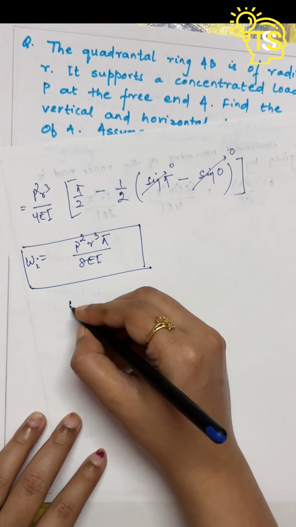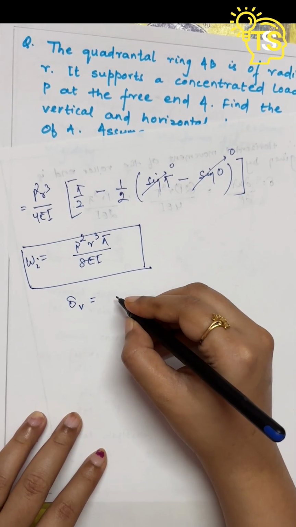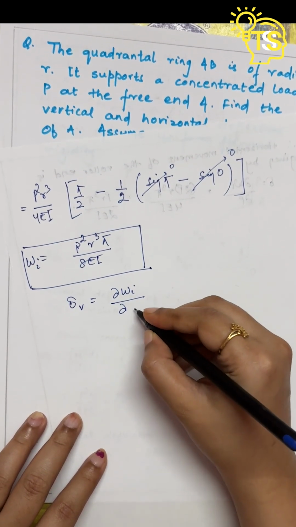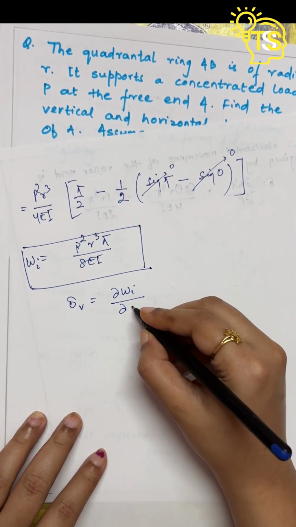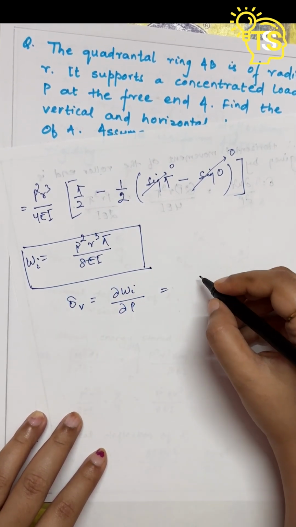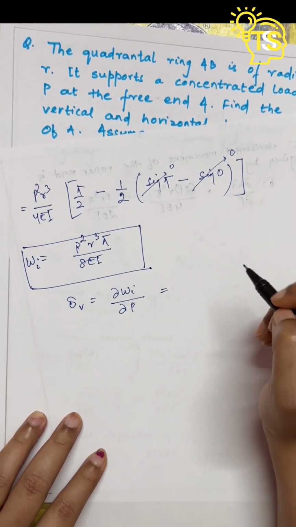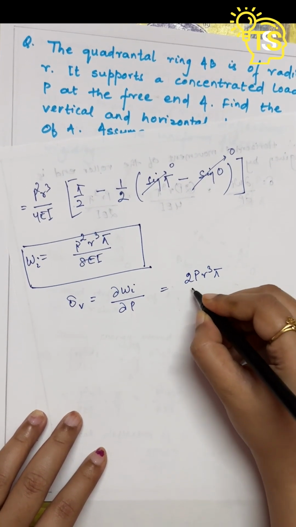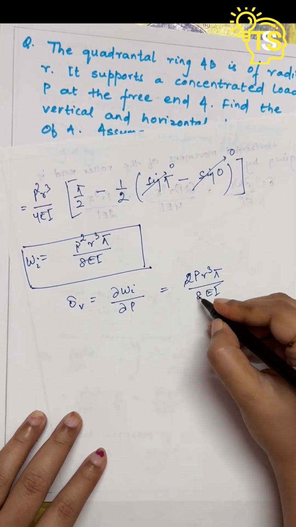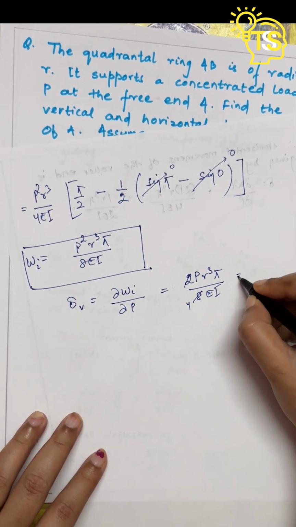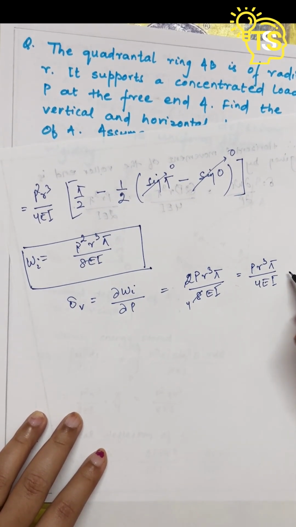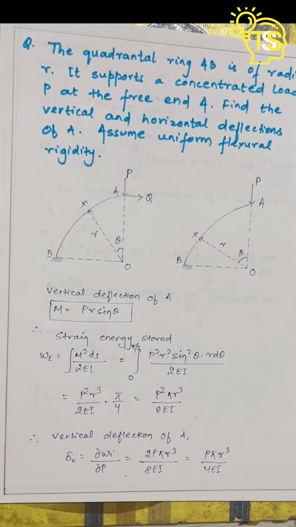Now let's calculate the vertical deflection, and the formula of vertical deflection is the partial derivative of strain energy, that is del Wi upon del P. Now by partially differentiating it, this 2 will come outside, that will become 2 P r cube pi upon 8EI. By cancelling it with 2, we will get P r cube pi upon 4EI. This is the vertical deflection that we got. If you want to note down, you can note down from here.